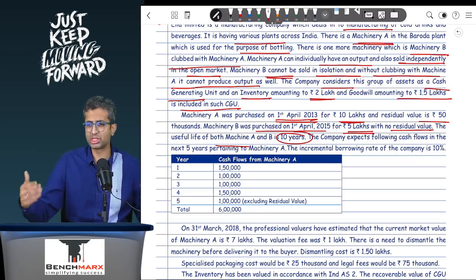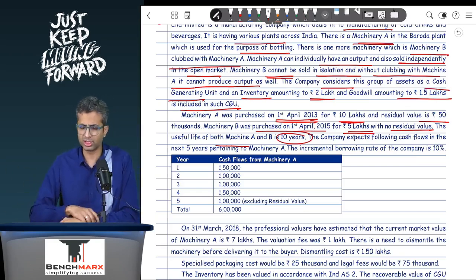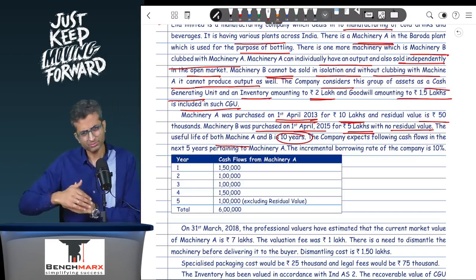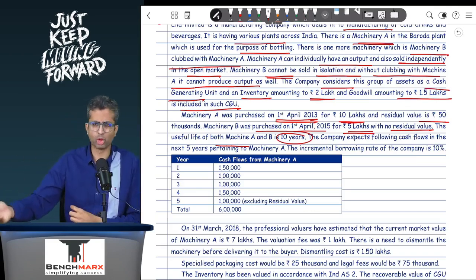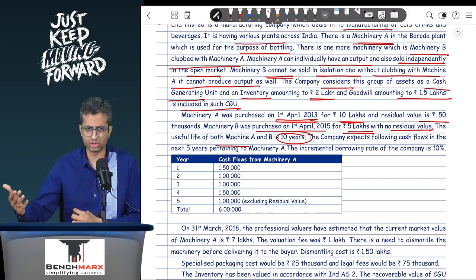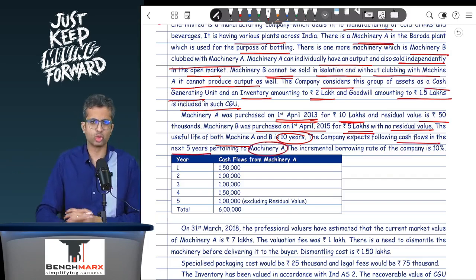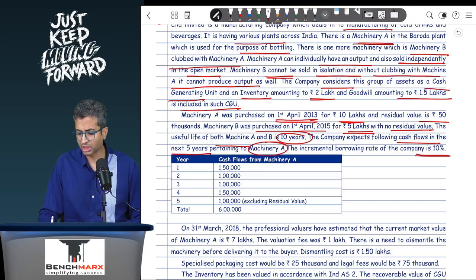Some students also say that machinery B cannot be used without machinery A. Well, but after 10 years, when machinery A is at the end of the useful life, you can always buy a new machinery A and continue using machinery B. The company expects the following cash flows in the next 5 years pertaining to machinery A. Remember, these are cash flows only pertaining to machinery A, and the incremental borrowing rate is 10%.